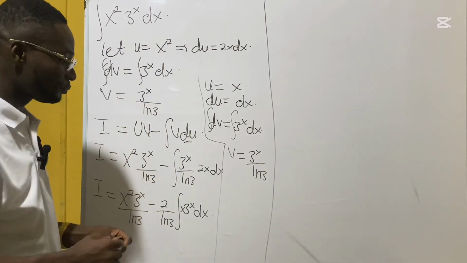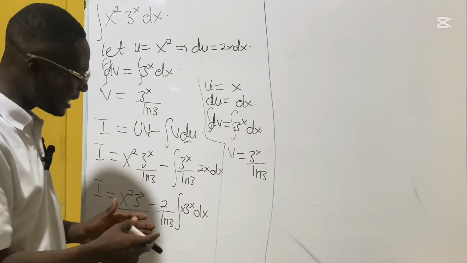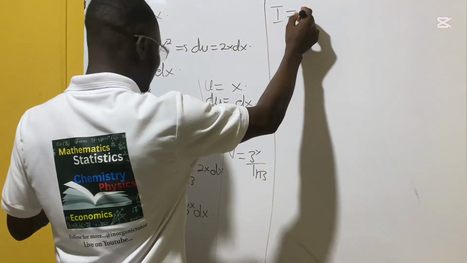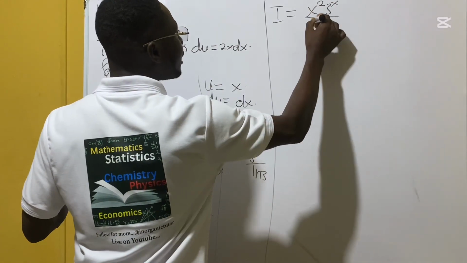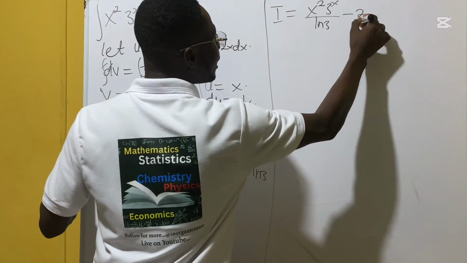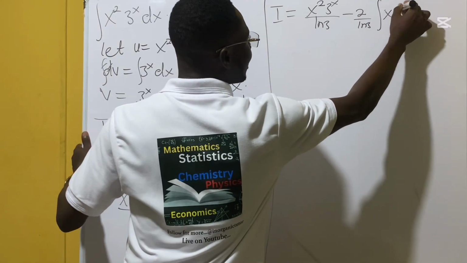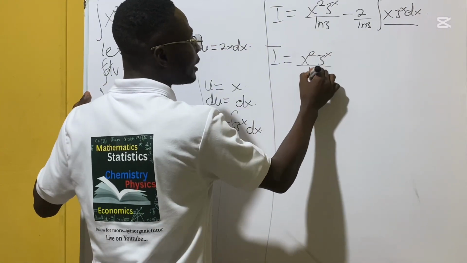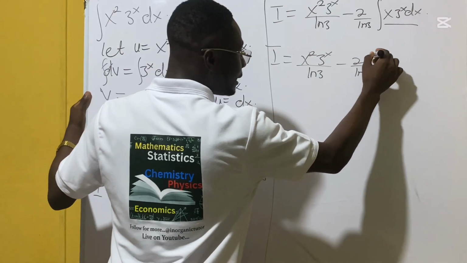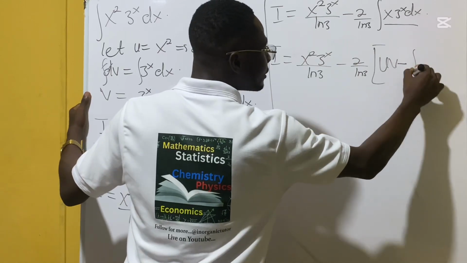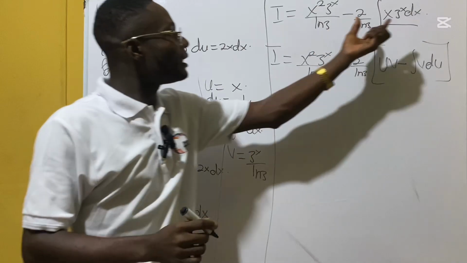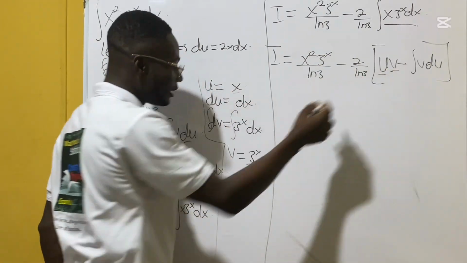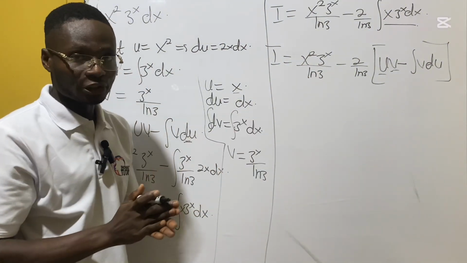So once we have this information, we are going to quote our formula again within this argument. Okay, so we're going to have the integral, x squared 3 power x over ln 3 minus 2 over ln 3 integral x 3 power x dx. We quote our formula again for this, and that is going to be I equals x squared 3 power x over ln 3 minus 2 over ln 3. Then this is going to be uv minus integral v du right here. So we replace all this by the formula again. Okay, once we do that, we know that we have this information here to be x, we have the v to be this right here. So we substitute and do the necessary over there.